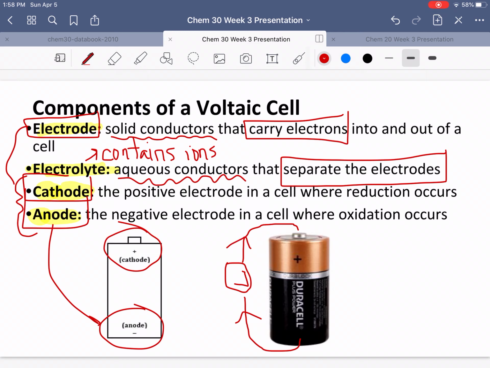Next little thing that's really, really important, besides that cathode being positive, is that the cathode, and I'll talk more about ways for you to memorize this, is where reduction happens. Vice versa, an anode, which is negative, is where oxidation occurs. Okay, let's look at this a little bit further.